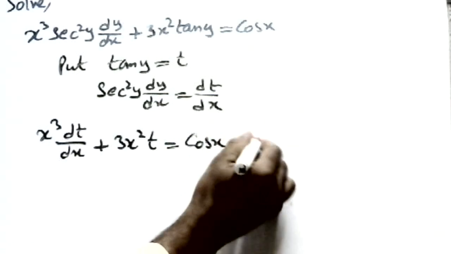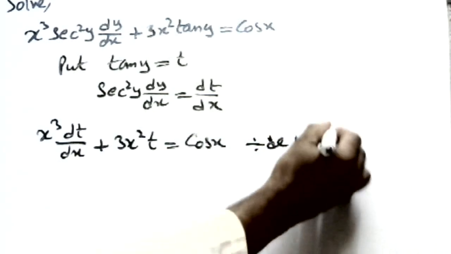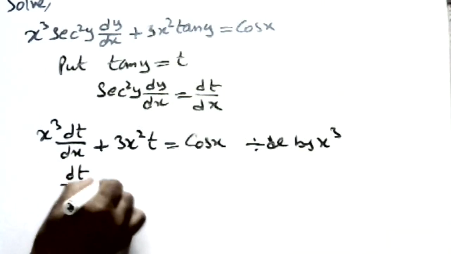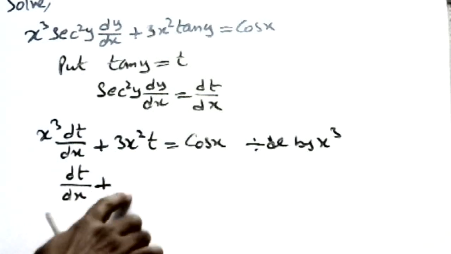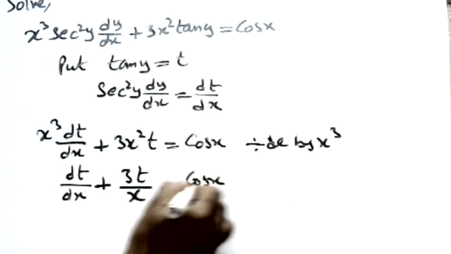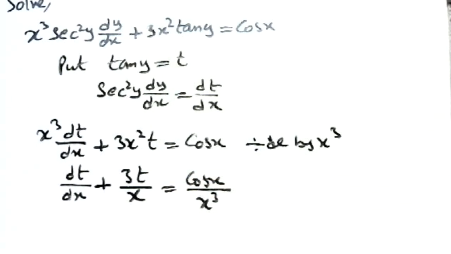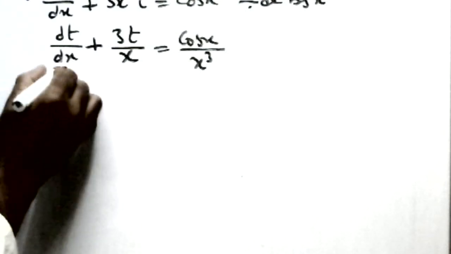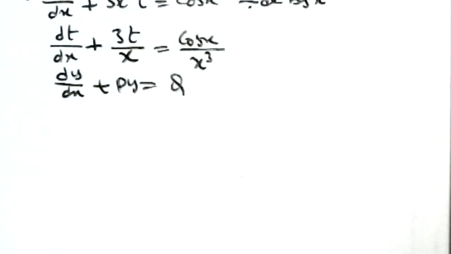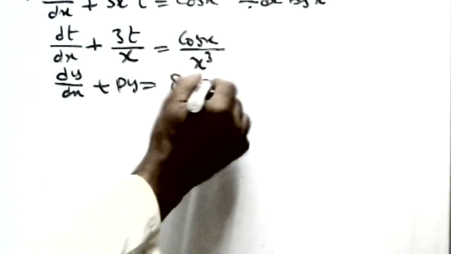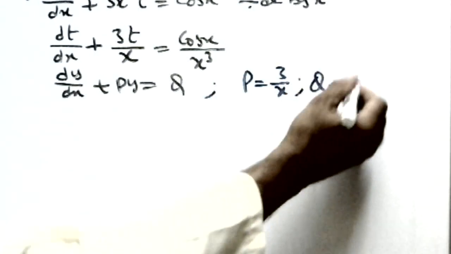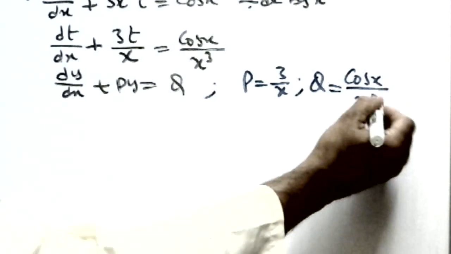Now to bring it into linear form, we have to divide by x cube. So if we divide by x cube, what is left here? dt by dx plus, x square by x cube, the x will get cancelled. We are left with 3t by x equals cos x by x cube. Now compare with the general linear equation dy by dx plus py equals q. So the value of p is 3 by x and q equals cos x by x cube.